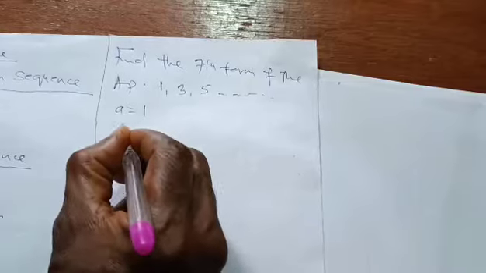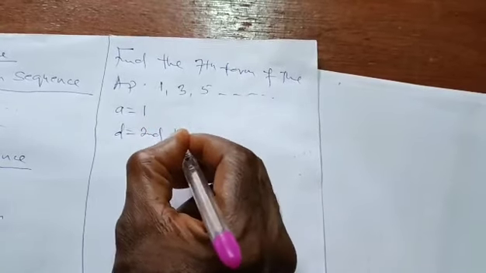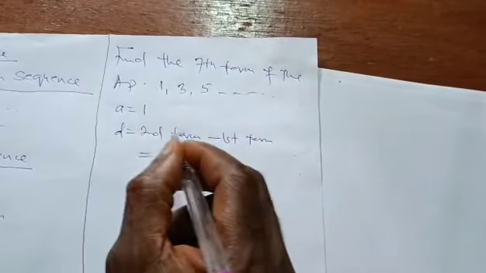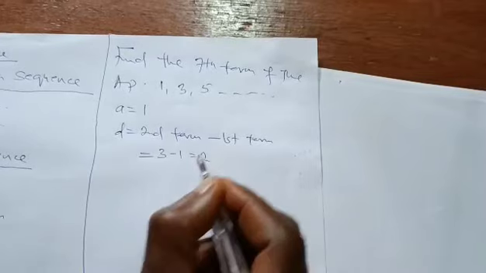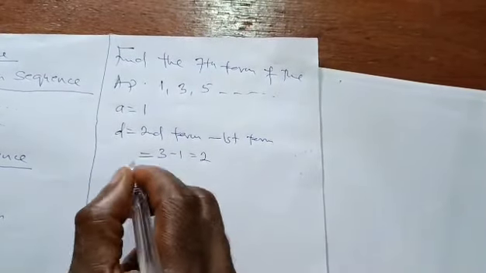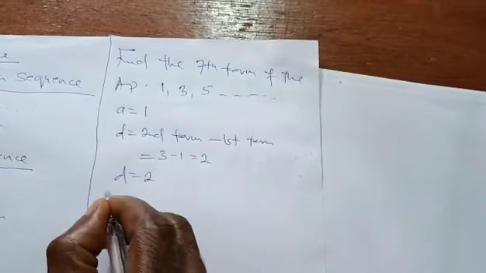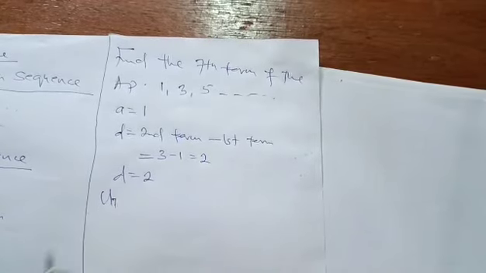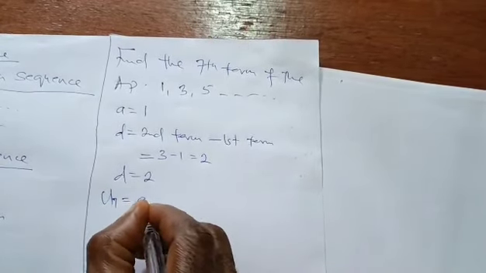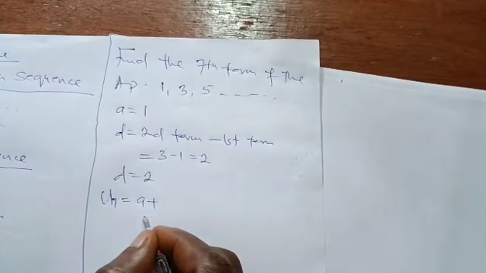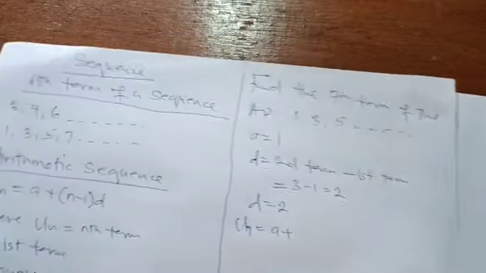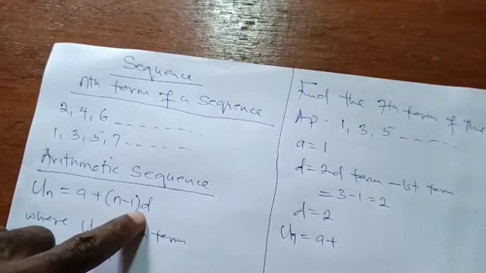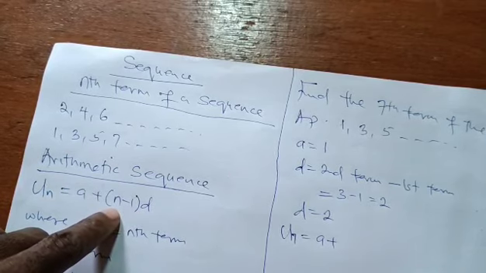And our common difference, D, which is the second term minus the first term, is 3 minus 1, which is equal to 2. So here our common difference, D, is equal to 2. If we are to find the seventh term, U7, what is my general formula? Remember, our general formula is that un is equal to a plus n minus 1 d, where n shows the number of terms that we are considering.